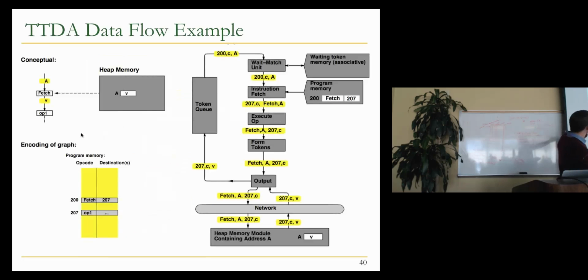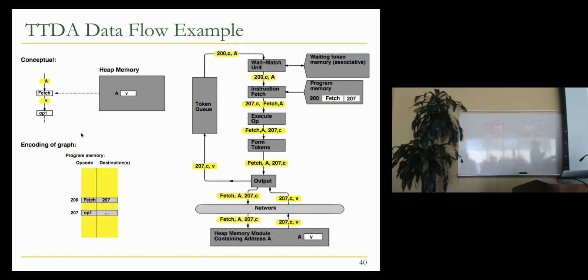Okay, how do you do memory? Actually, you can do memory also. It's very simple. Basically, you can have an operation that says fetch at instruction address 200, in this case, and the destination is at 207. This instruction gets its address computed somehow. So you have a token coming in saying this token is for the instruction at address 200, context C, and the value is A.